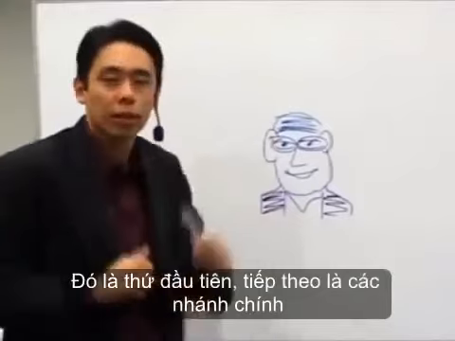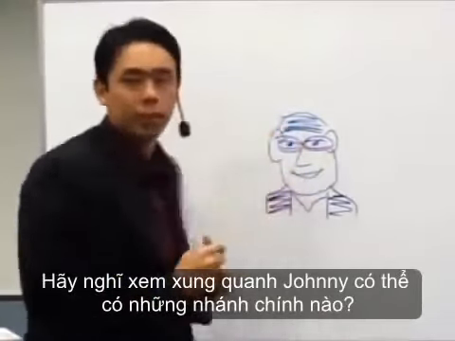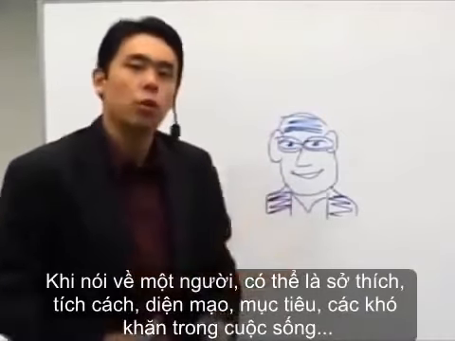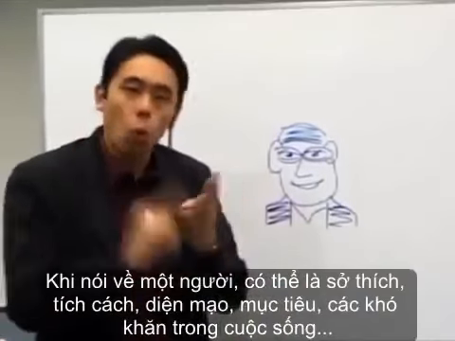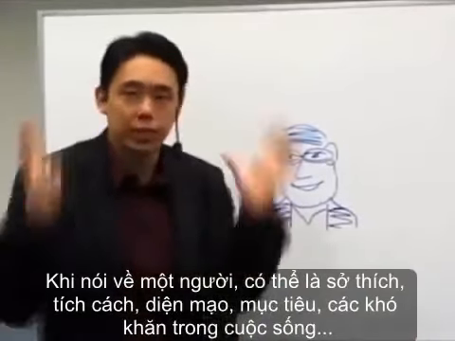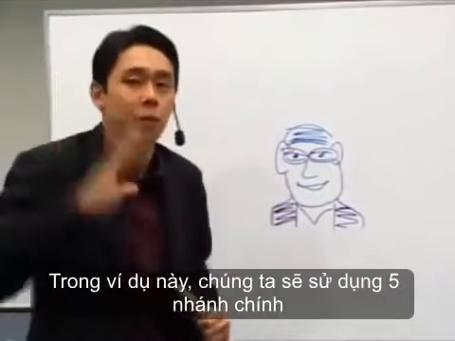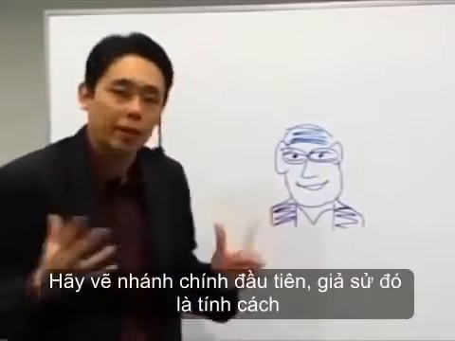The next thing is we draw the subheadings. Now again, think about it. Under Johnny, what are different subheadings which you can talk about this person? You can talk about the person's hobbies, character, appearance, goals, challenges in life, all these things. So for the purpose of this exercise, we're going to use just 5 subheadings. And we're going to add the first subheading, and let's say we talk about character.